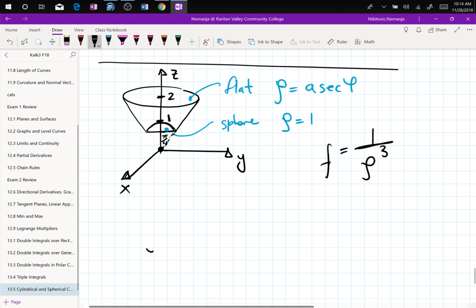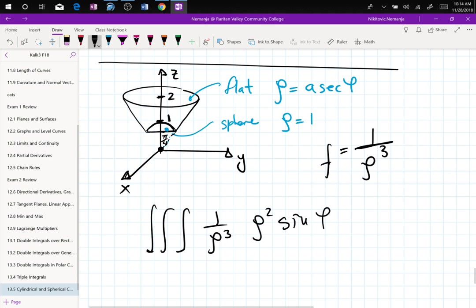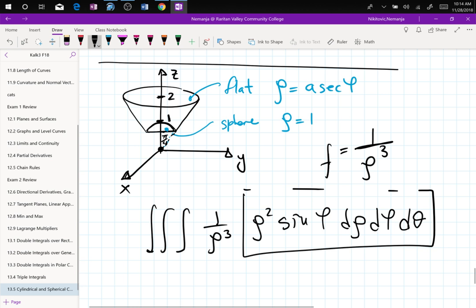All right, so I have my triple integral. 1 over rho cubed is the function that I'm supposed to integrate. And then I have the standard factor of rho squared sine phi d rho d phi d theta. Remember, you are just dropping this into the problem. That's it. And now we have to deal with limits.